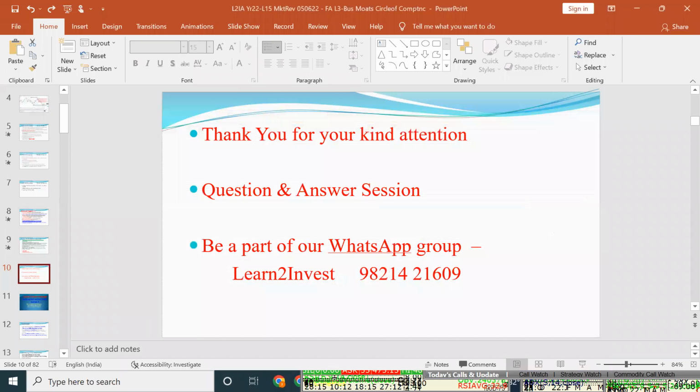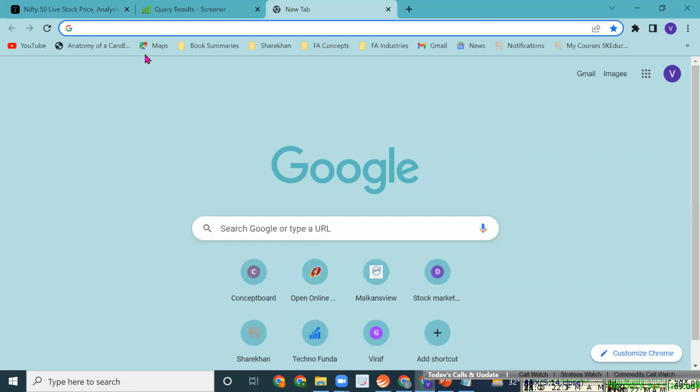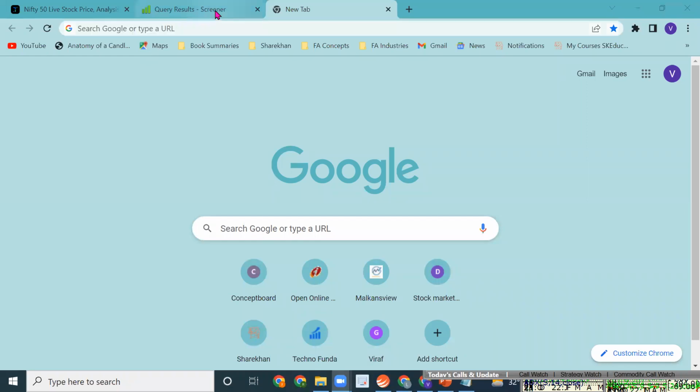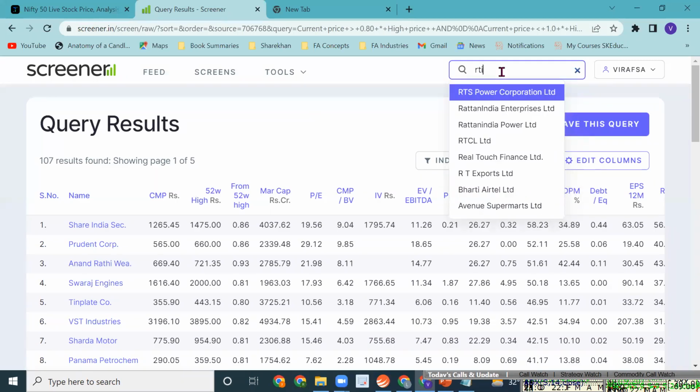I'm finding a problem with the zoom, which is not working. It is not allowing me to do anything. Okay, I will show you the trend line performance of this stock and the screener performance of RT Industries on the fundamentals.